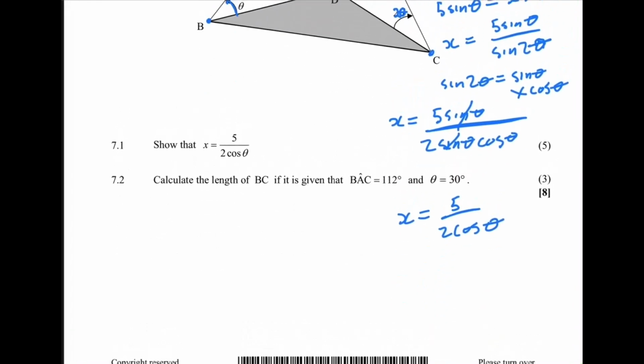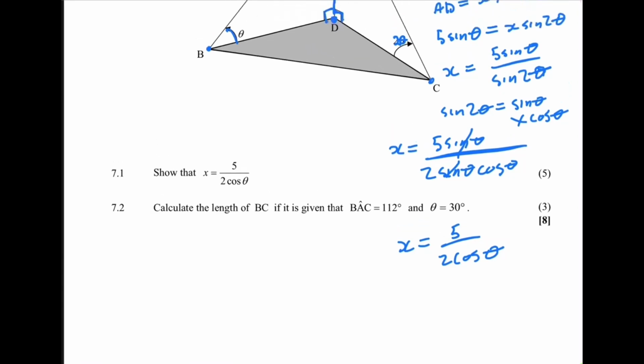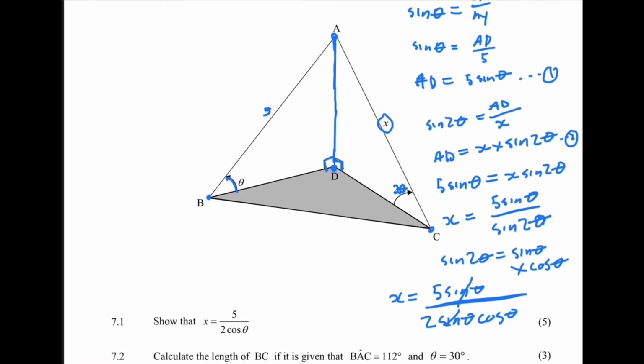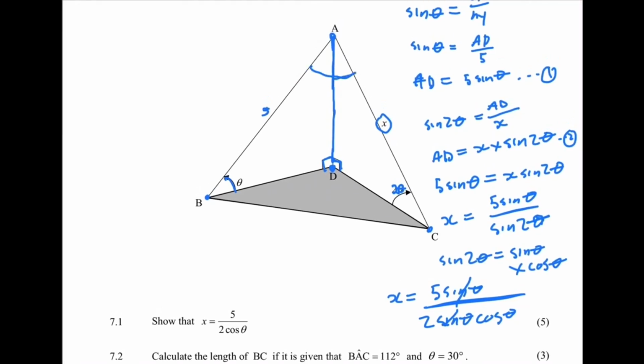And then 7.2 says calculate the length of BC if it is given that angle BAC is 112 degrees and theta is equal to 30 degrees. So let's look at BAC. We have an angle here, BAC, which is said to be 112 degrees. On triangle ABC, we have angle BAC, we have the length of AC, which is x, and we just calculated it, and then we have AB, which is 5.